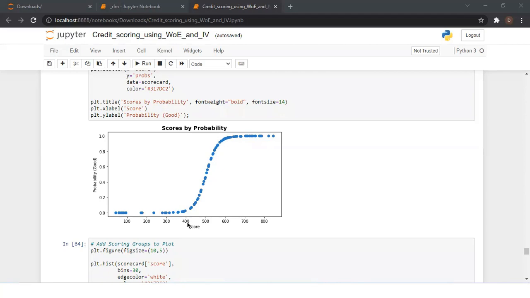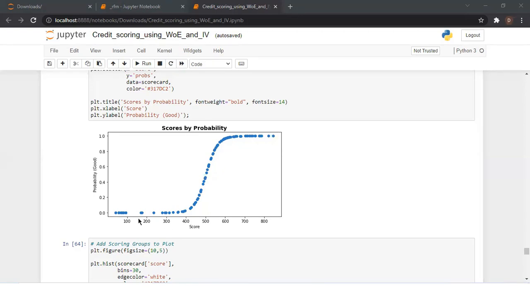For a person having a credit score of 400, his probability of good is very low. That means his probability of loan default is very high. Then a person who is at 800 plus credit score, just see here, the probability of him being good is almost 90%, or even 100%. That means this person is very unlikely to default in making the loan repayment.